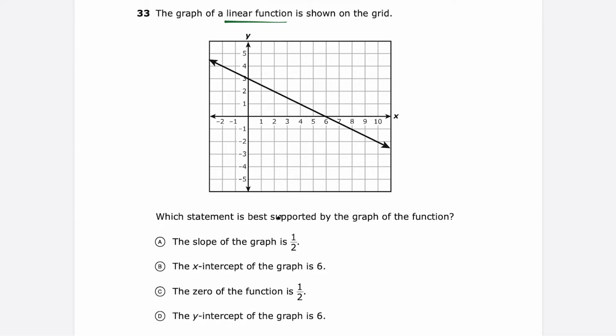Question 33, we have the graph of a linear function shown here, and we want to know which statement is best supported by the graph of the function. So let's just go through the answer choices. We have the slope of the graph is 1/2. That is definitely not true, because if the slope of our line is positive, that means the line is going up, not down. All right.